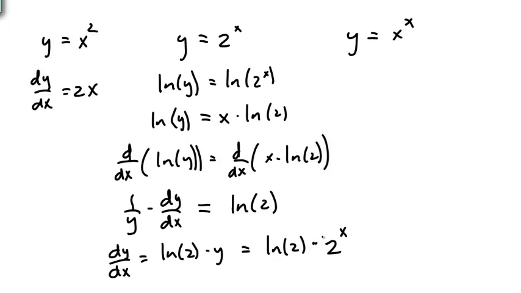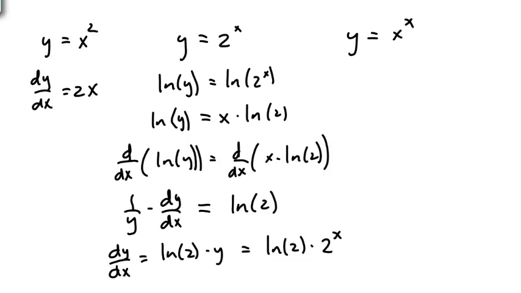That's not a minus, that's a 2. That's a times. Times 2 to the x. So this is very similar to e to the x. The derivative of e to the x is e to the x. The derivative of 3 to the x, 2 to the x, is 2 to the x times the natural log of 2.